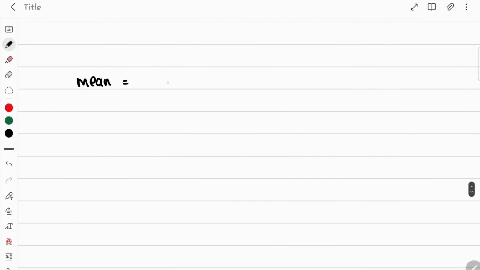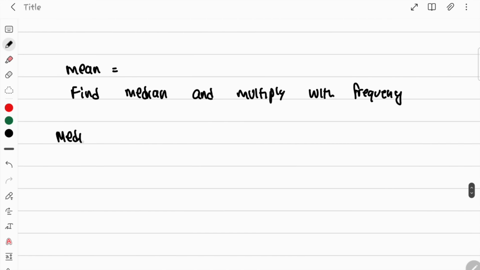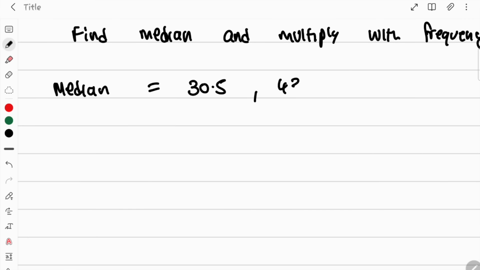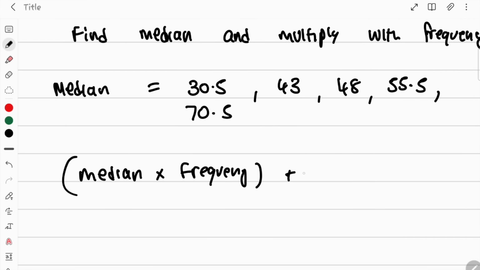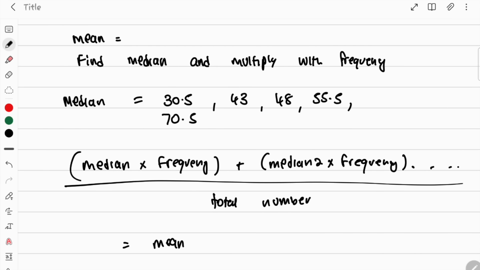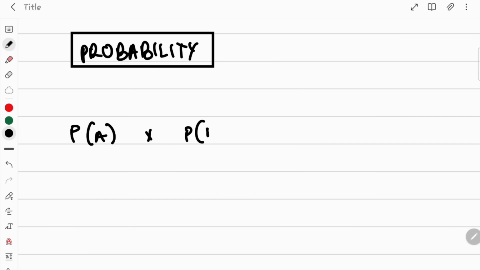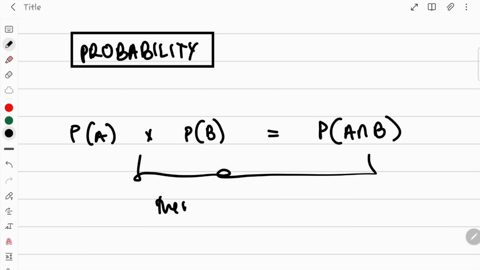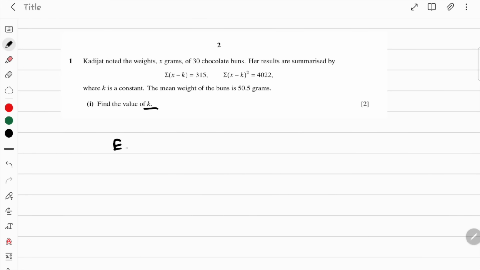And now to calculate the mean, you have to find the midpoint and multiply it with the frequency. And then finally, after you find all your midpoints, you multiply them with frequency and divide by the total number. If two events A and B are independent, then the probability of happening of both A and B is this. Let's have a look at mean and variance.